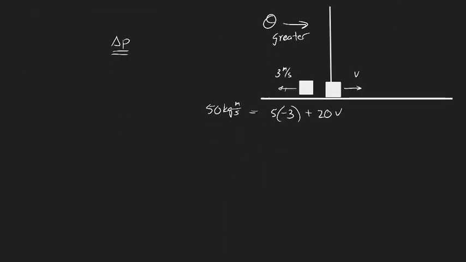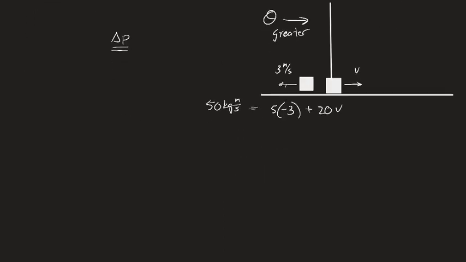Any question about what I've done there to get the momentum equation for that collision? 3 times 5 is 15. So this is going to be 65 equals 20v. So v is going to equal 3.25 meters per second. So that's the velocity of the 20 kilogram mass after the collision. The kinetic energy is therefore going to equal gravitational potential energy, assuming it's all kinetic. The kinetic energy I care about here is just the kinetic energy of the 20 kilogram mass.